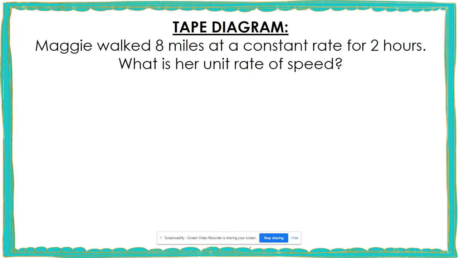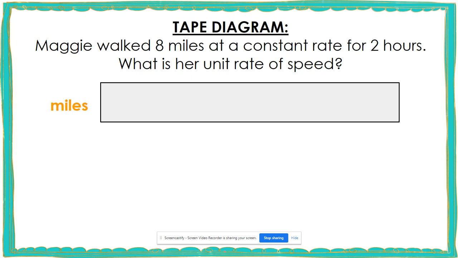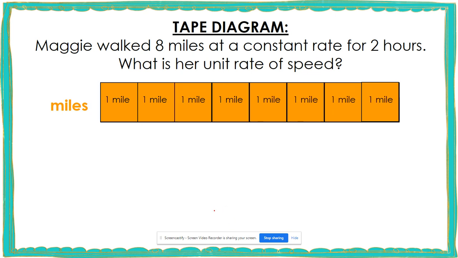Maggie walked 8 miles at a constant rate for 2 hours. What is her unit rate of speed? Well, if I want to use a tape diagram, I want to set it up using fraction bars. I'm going to start with the miles that Maggie walks, and I'm going to use one fraction bar to represent the total number of miles. And because I know that she walked 8 miles, I'm going to split that fraction bar into 8 equal pieces.